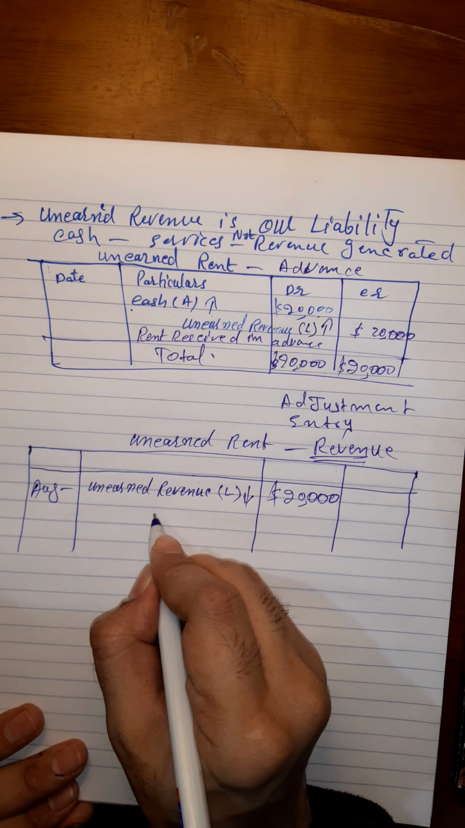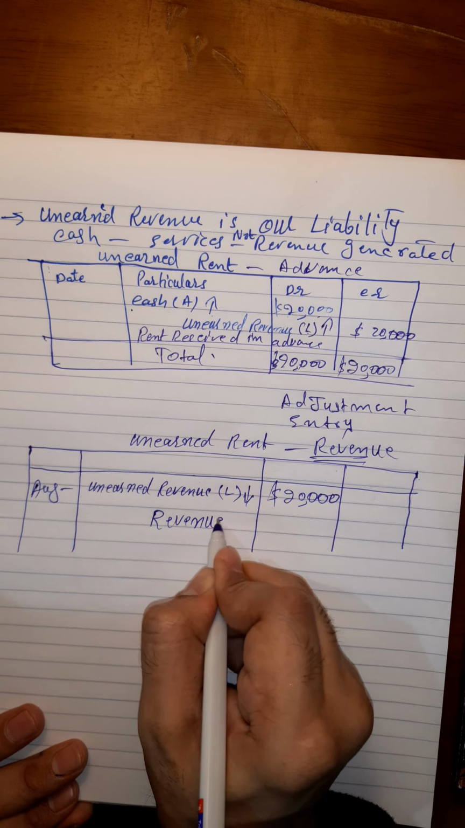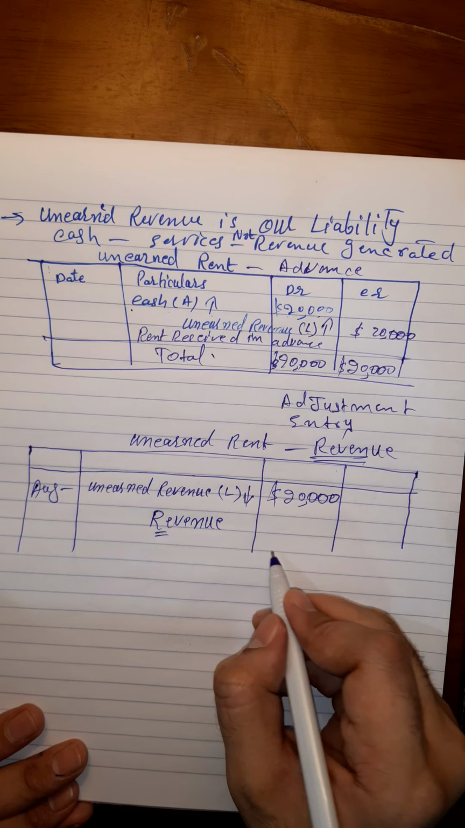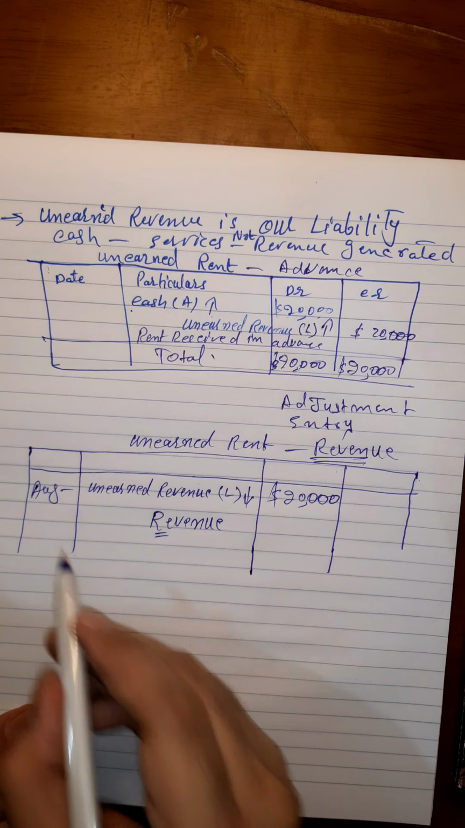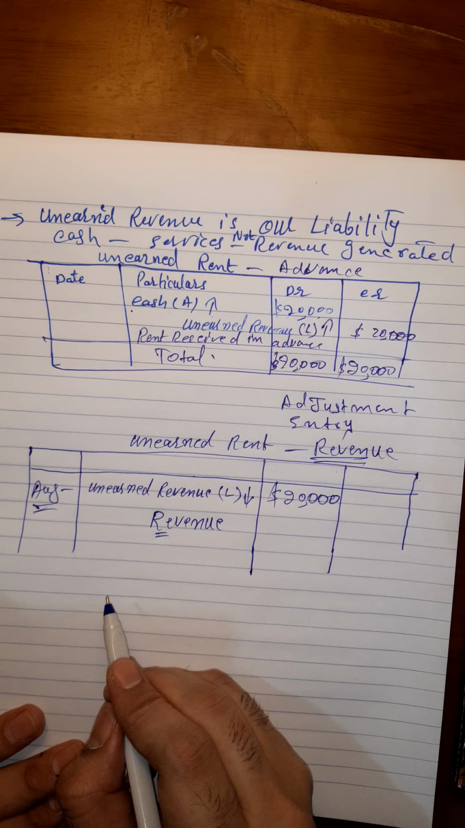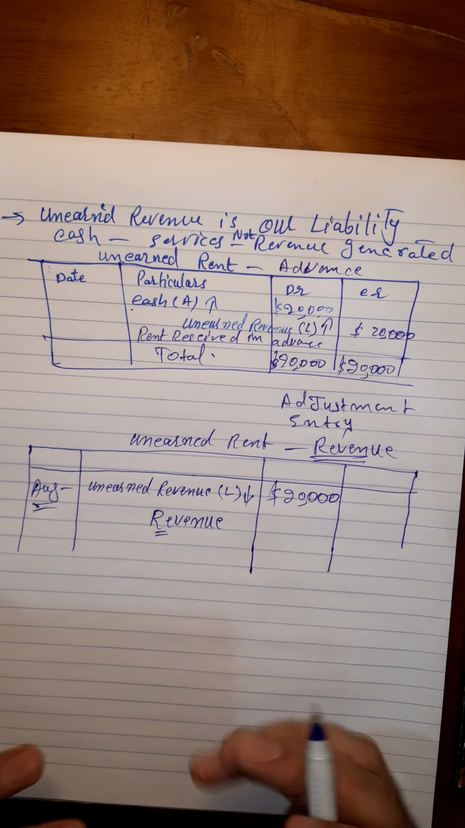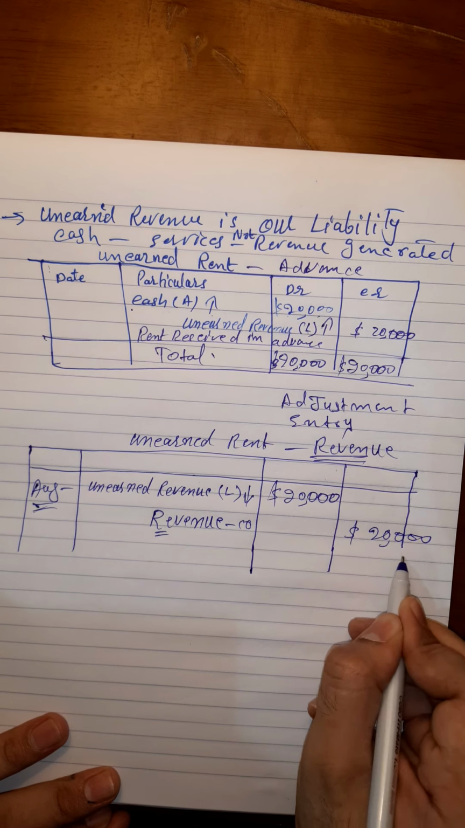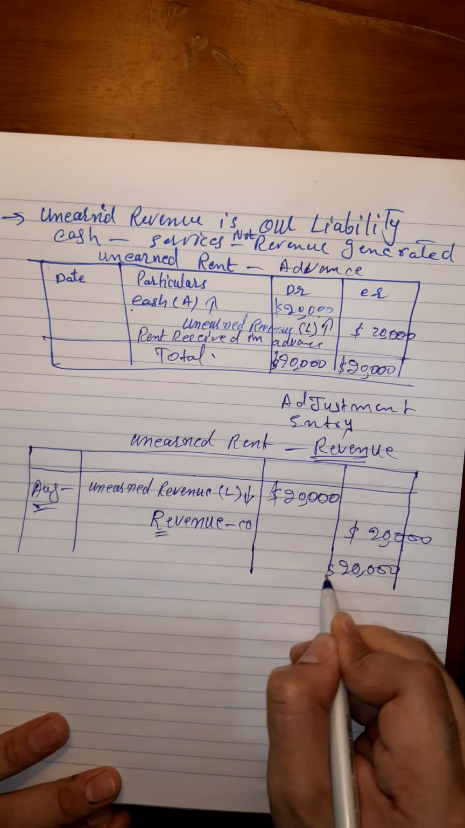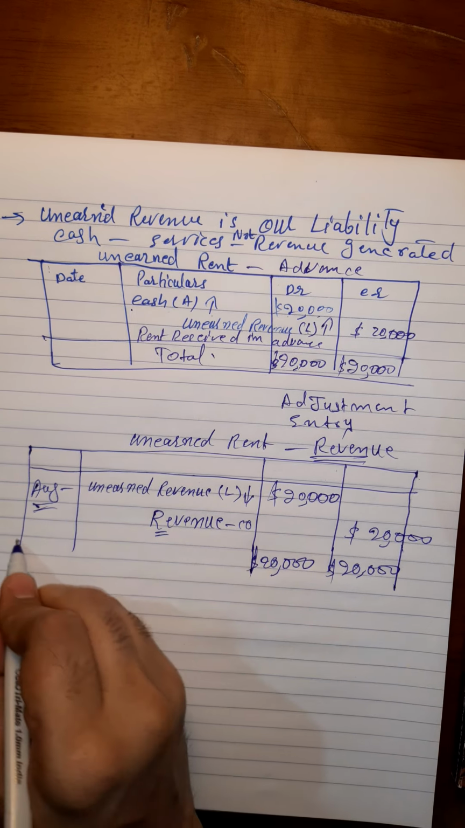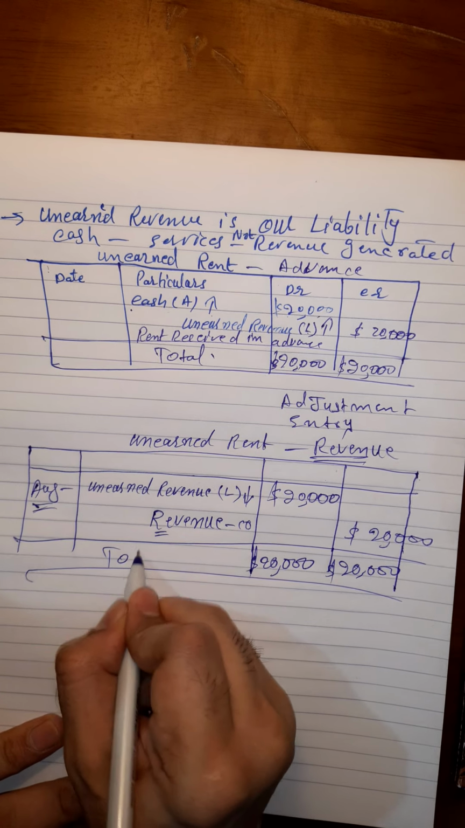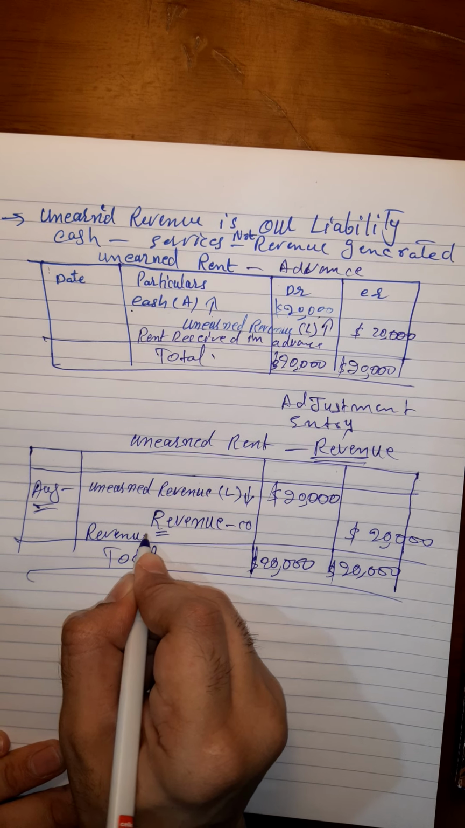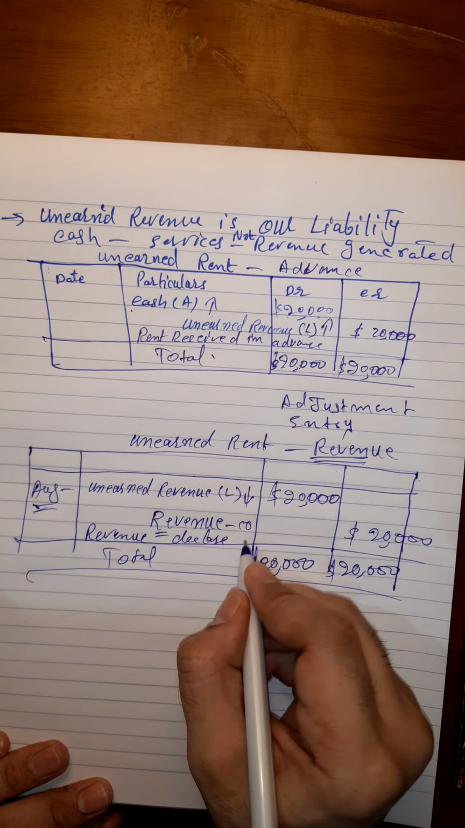And revenue will credit because now revenue occurred. We got the rent in advance in July, but the month of August came, so now we are declaring our revenue. Revenue is always credit. So revenue credit $20,000. Total revenue declared in books.